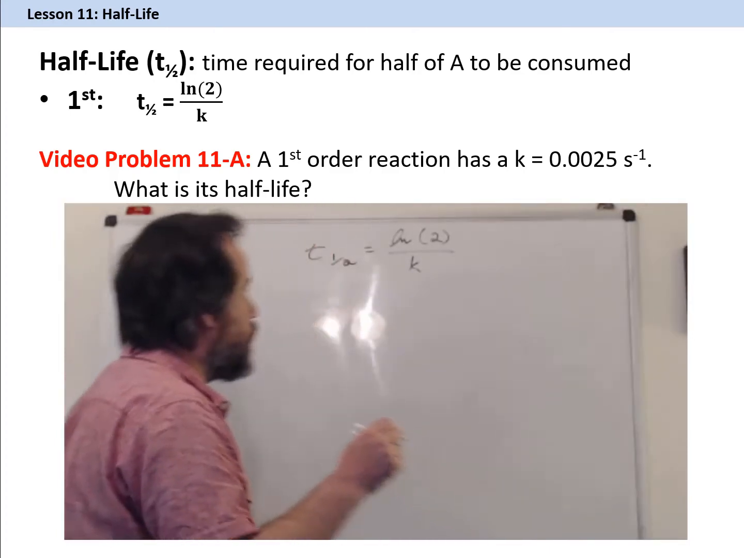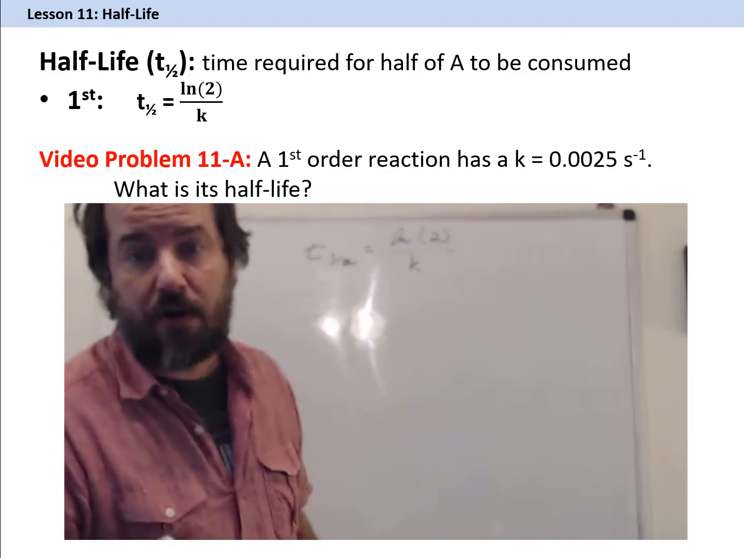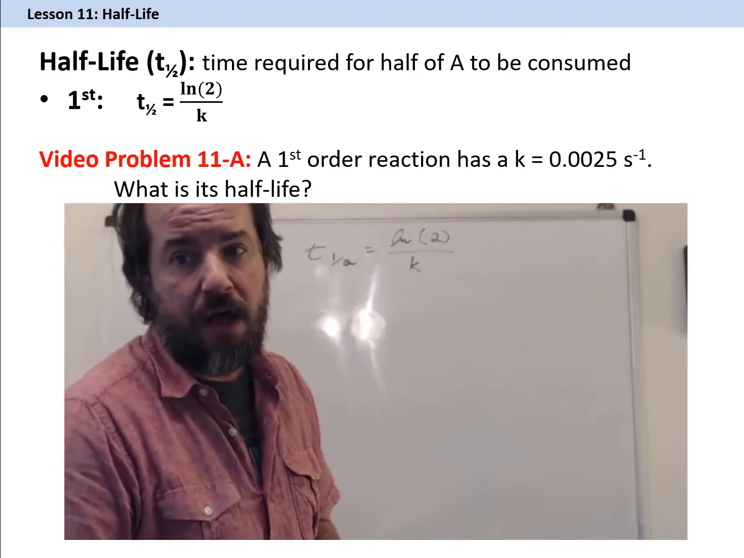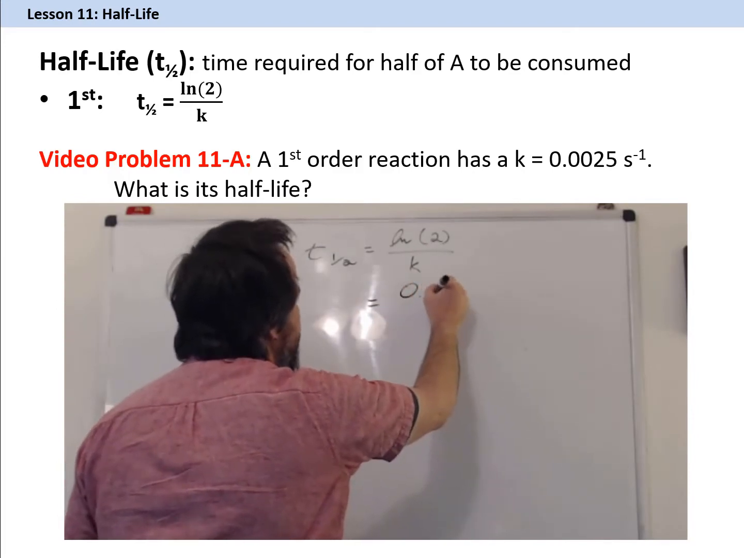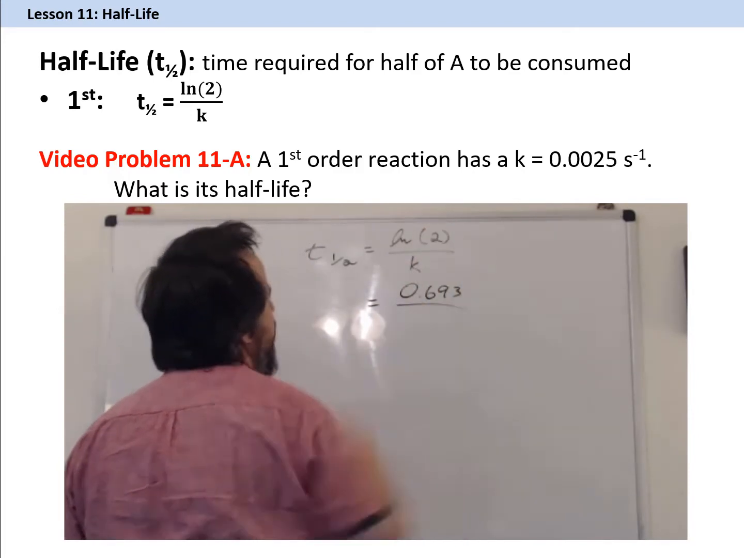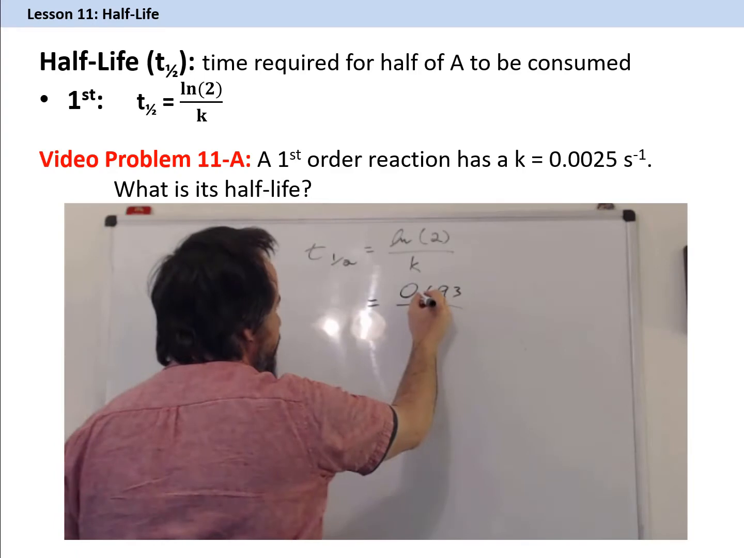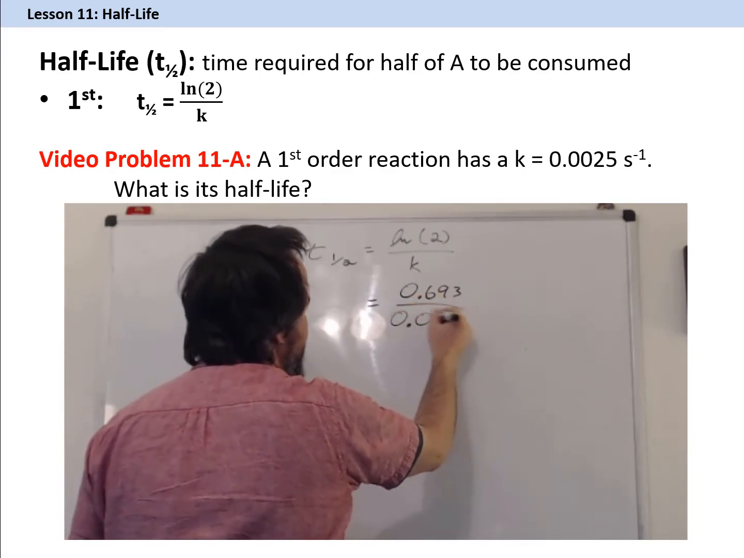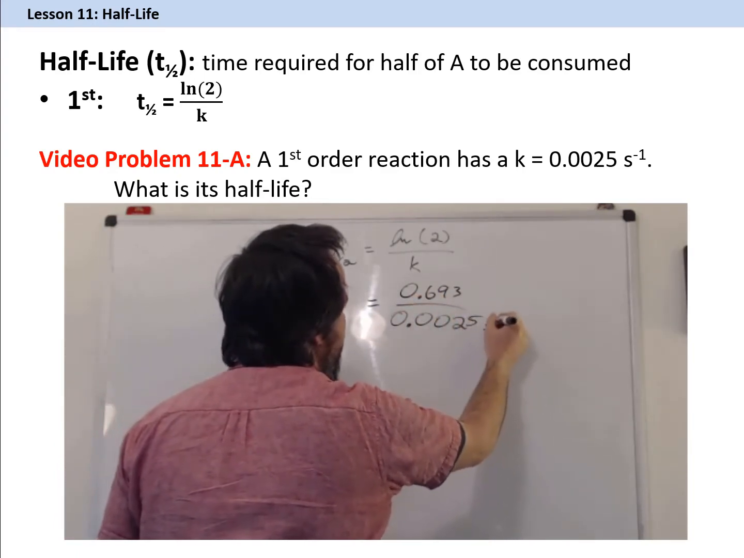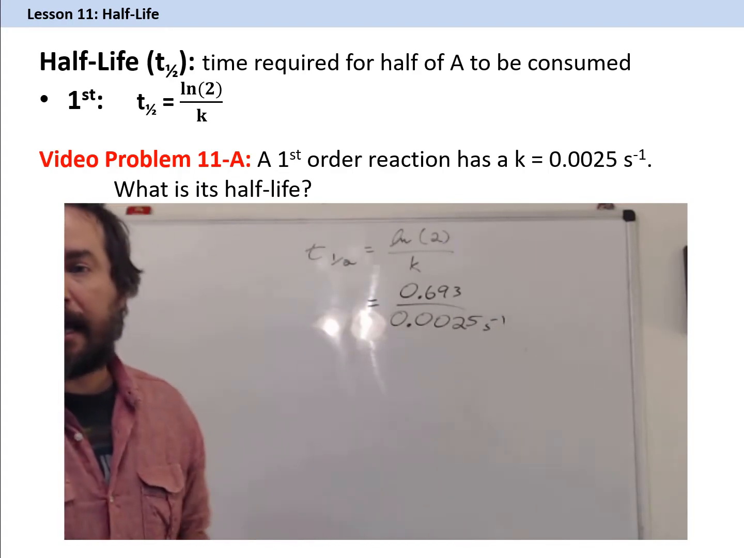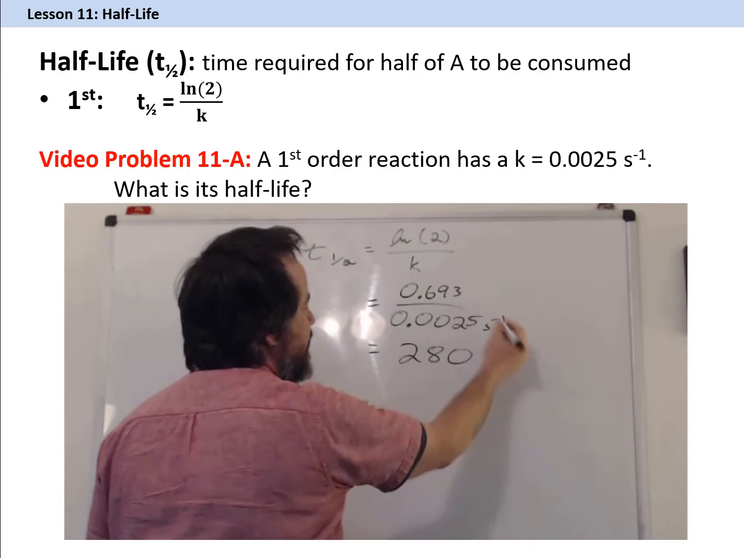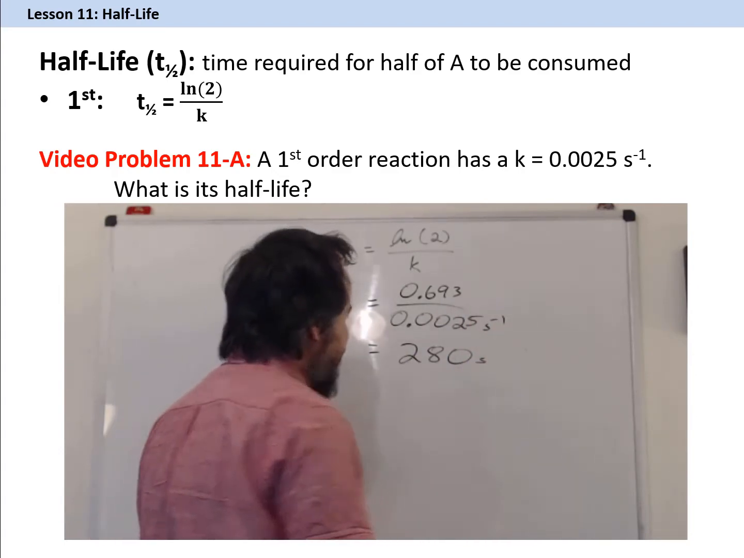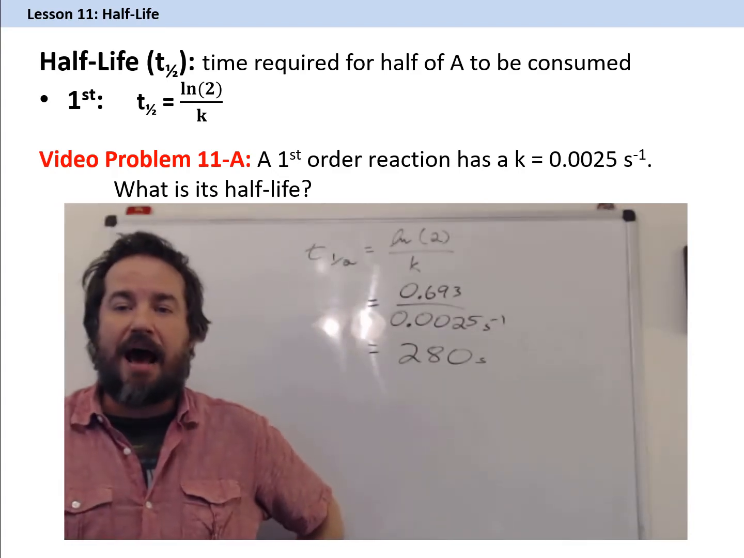All right, so for this one, we have a k of 0.0025 seconds to the minus 1. So I can figure out ln2, that's 0.693, divide that by my k, and I get out of this 280. This is in seconds to the minus 1 in the denominator, so I get seconds. So this is the half-life.